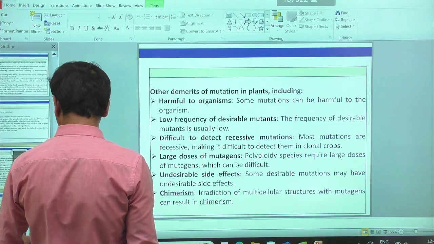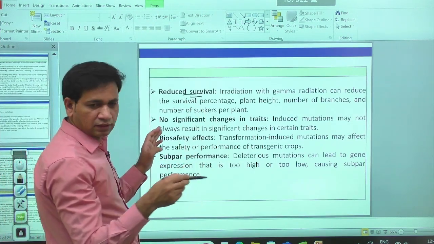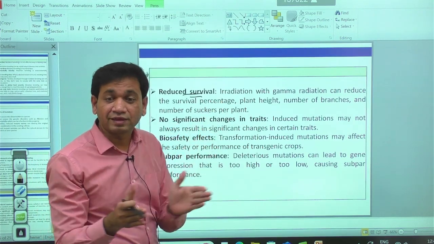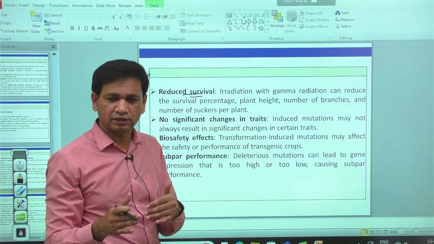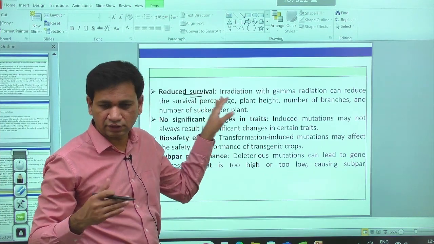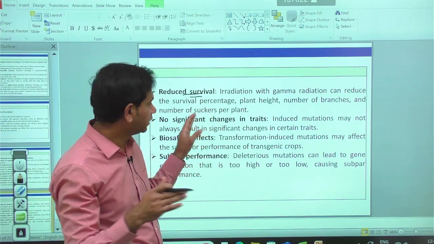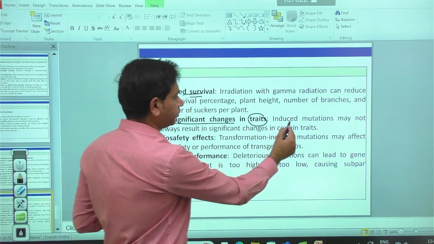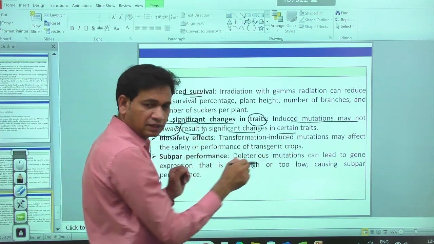Apart from that, another one is reduced survival. Whatever mutant varieties we are developing, survival will be very low over the period. They do not have stable survival for a longer period of time, whatever varieties we get in the mutant category. Then, no significant changes in the traits. Induced mutation may not always result in significant changes in certain traits.